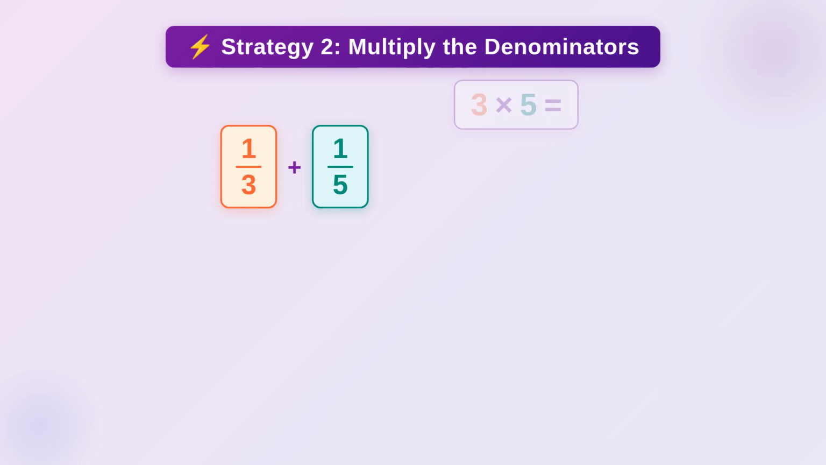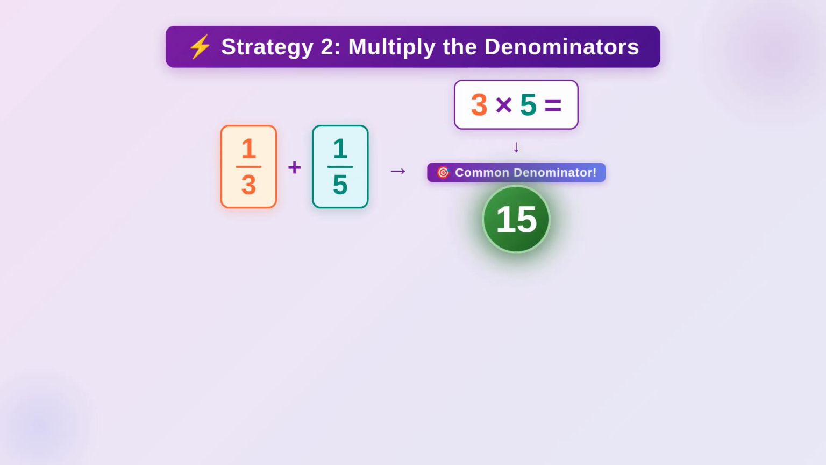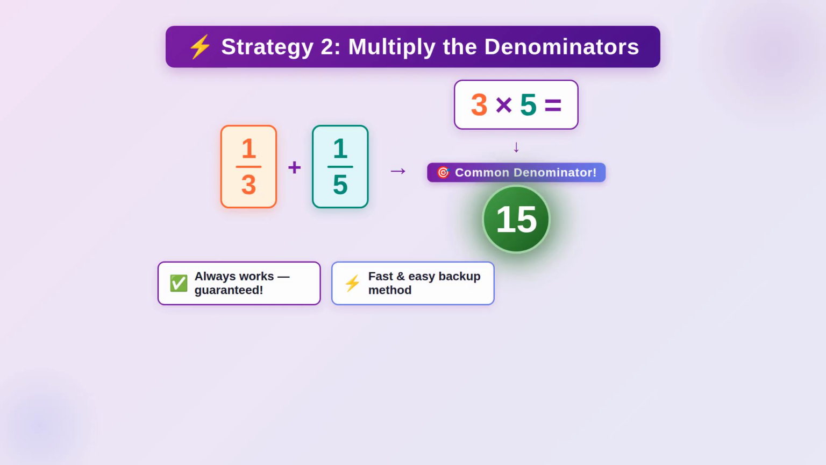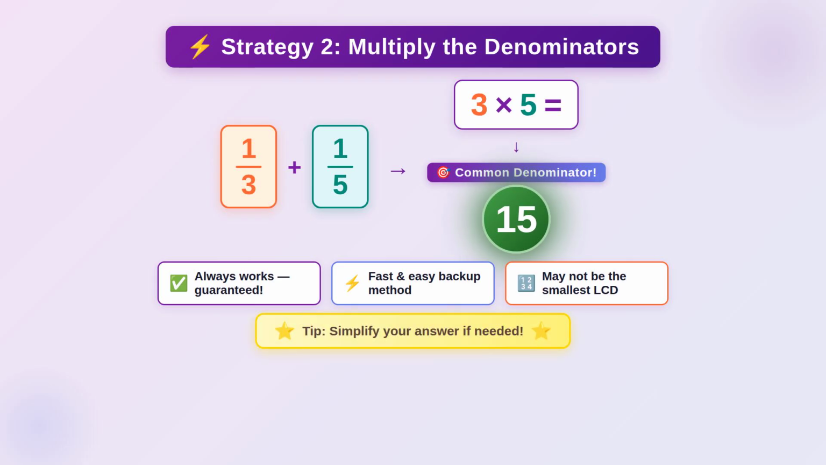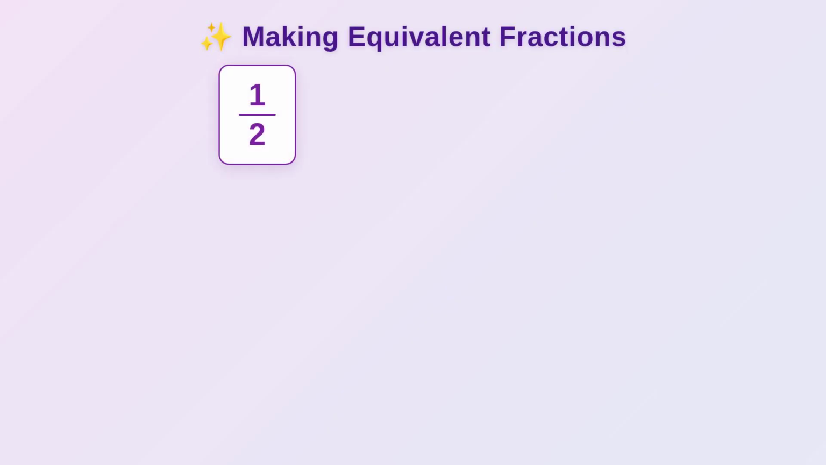Here's a quick and easy backup strategy. If you just multiply the two denominators together, you'll always get a common multiple, guaranteed. For example, with 1/3 and 1/5, multiply 3 times 5 to get 15. 15 is a common multiple of both 3 and 5, so it works as a common denominator. It might not always be the smallest option, but it's fast when you're in a hurry. Just remember, if you use this method, you might need to simplify your fraction at the end. Both strategies are great tools to have.